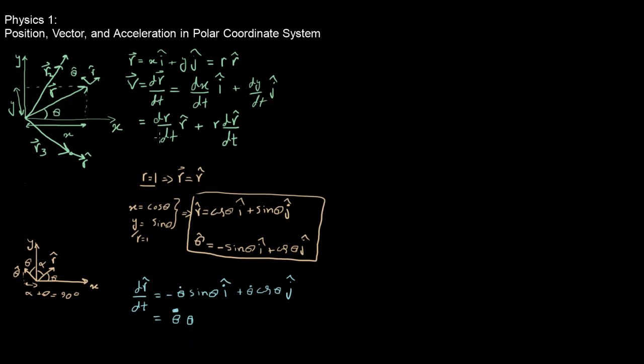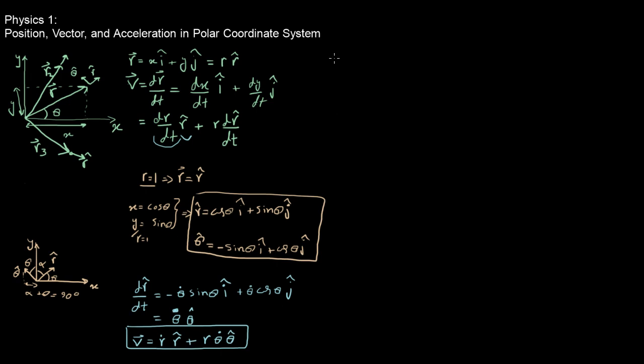Therefore, the velocity vector equals r dot r hat plus r, and dr hat/dt is equal to theta dot theta hat. I recommend you to simply memorize this equation for later use rather than deriving it every time.